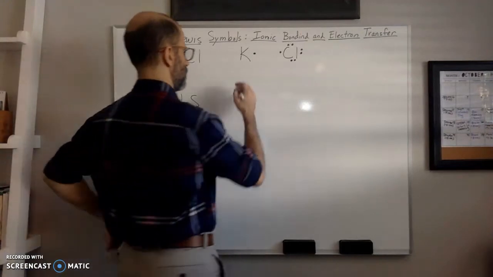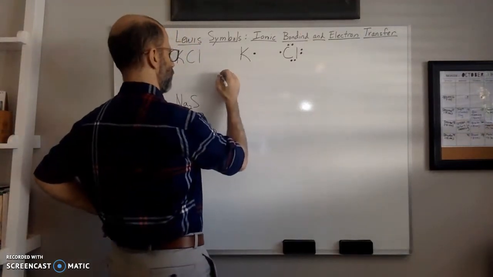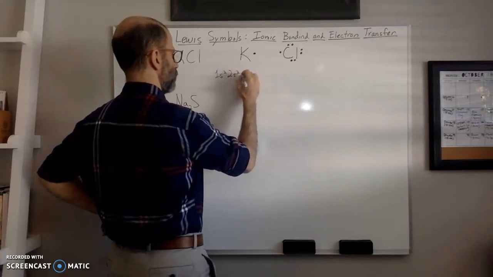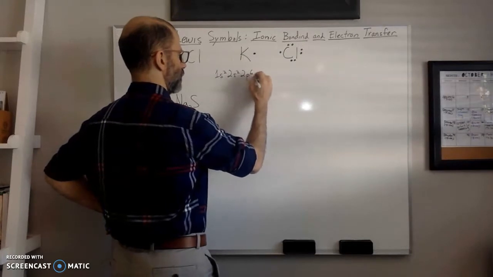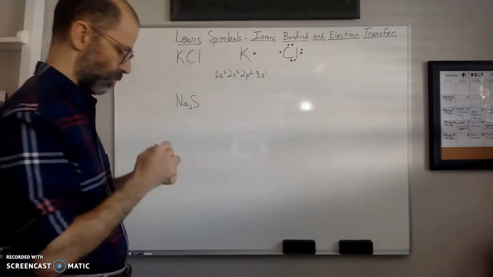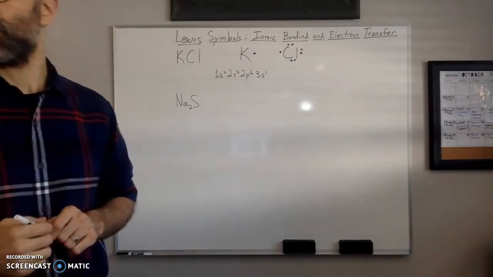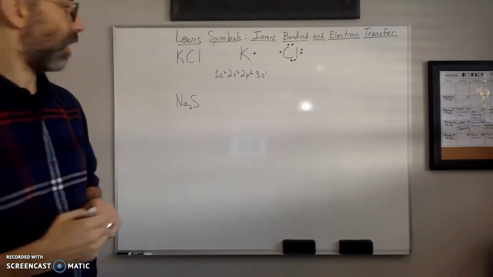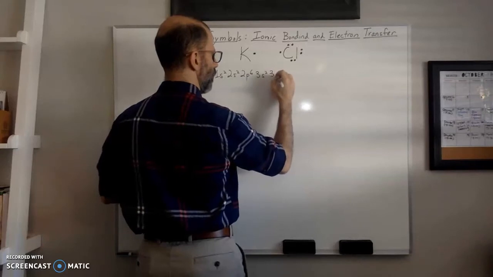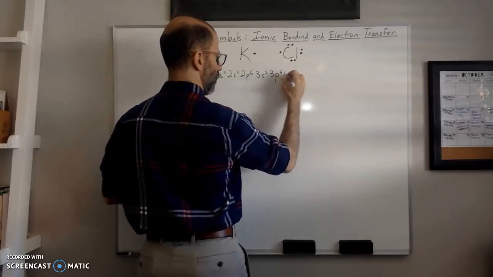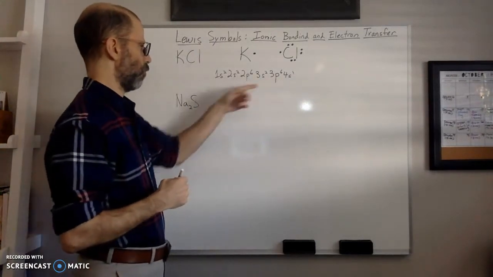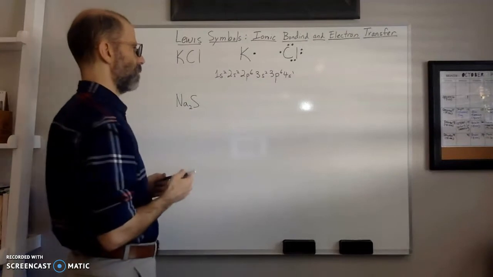If I write this as an electron configuration, it would be 1s2, 2s2, 2p6, and then you have 3s1. That would be potassium. Actually, I forgot, that would be 3s2, 3p6, and it would be 4s1, because potassium is in the fourth period on the periodic table.